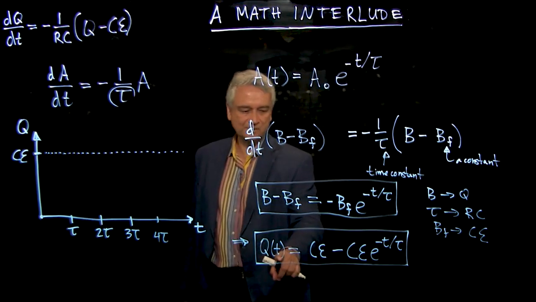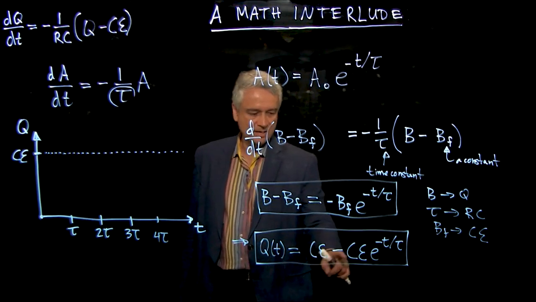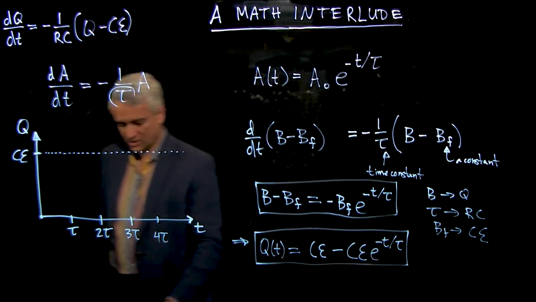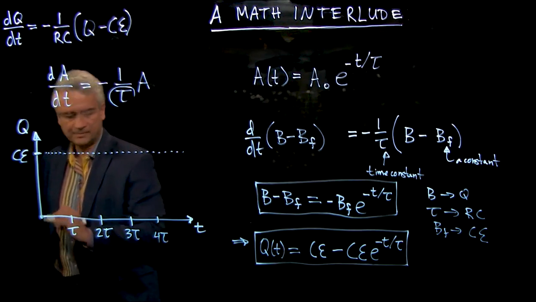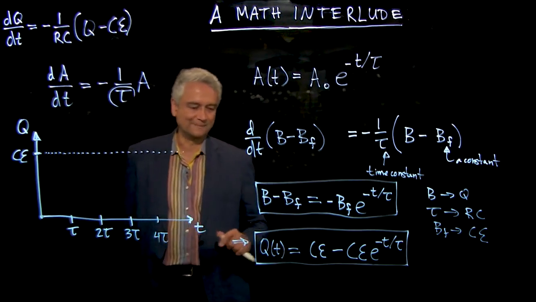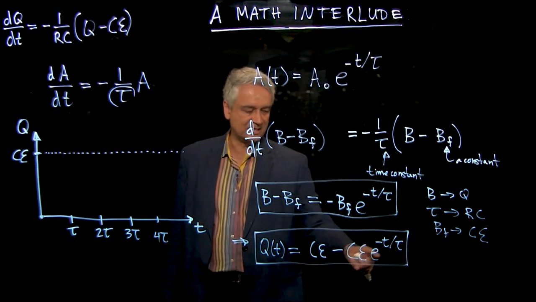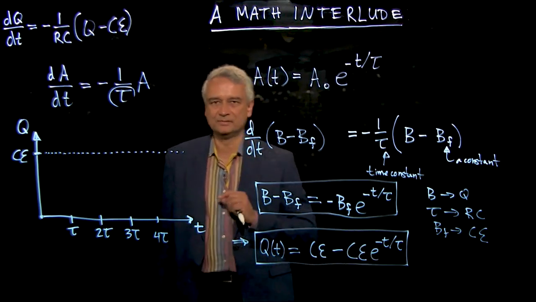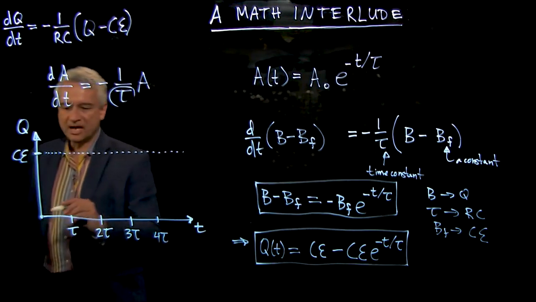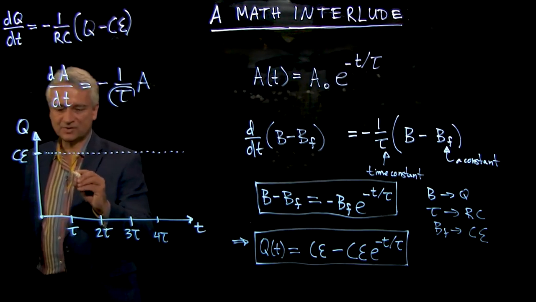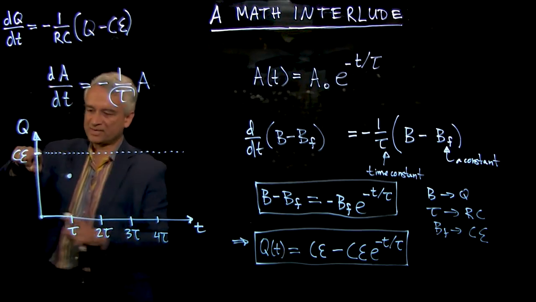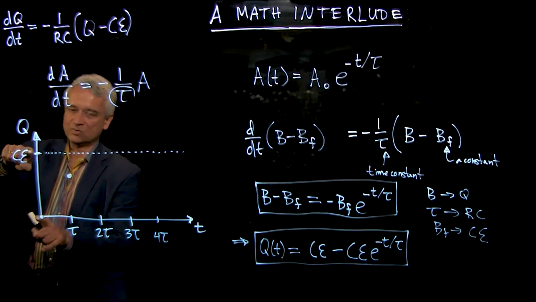Let's look at the solution. When t is equal to 0, Q is C epsilon minus C epsilon times e to the 0, that's 1. So it's C epsilon minus C epsilon, and Q is equal to 0. Now what about when t is equal to tau? Then Q is C epsilon minus C epsilon times e to the minus 1, so it's 0.37 of C epsilon removed. So I've come up so that I'm about right here, and this is 0.37 of that, 1 over e.